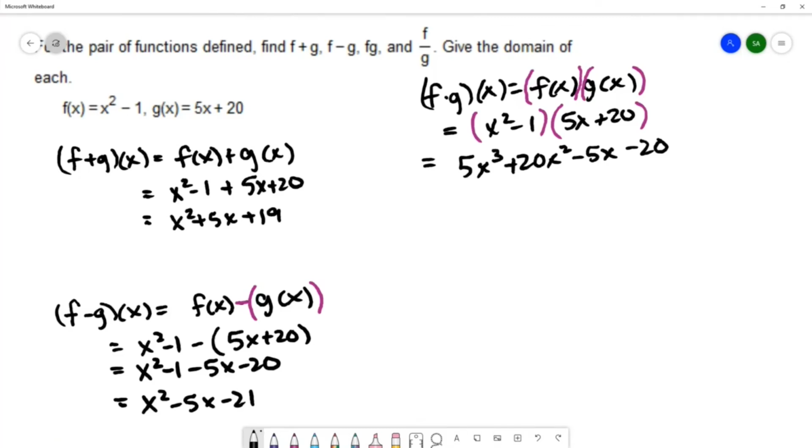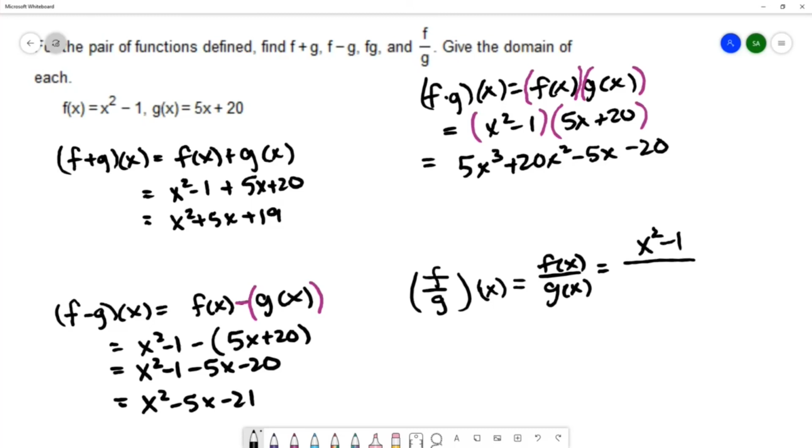So then finally, we're going to find f over g of x. So we're going to put f of x in the numerator and g of x in our denominator. f of x is x squared minus 1, and g of x is 5x plus 20. When we simplify these fractions, we want to make sure that we're reducing it to lowest terms, canceling out any common factors we might have. Our numerator is a difference of squares and can be factored into x plus 1, x minus 1. And our denominator has a greatest common factor of 5. If we factor that out, we get x plus 4. And there are no common factors here, so our rational function is in lowest terms, f over g.